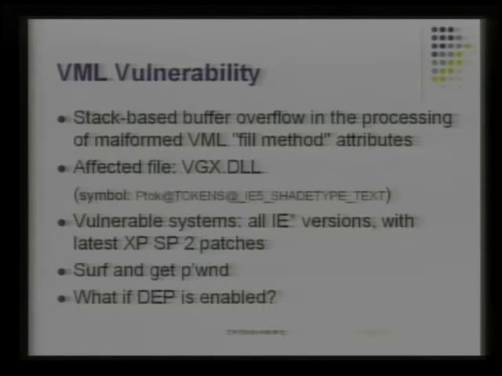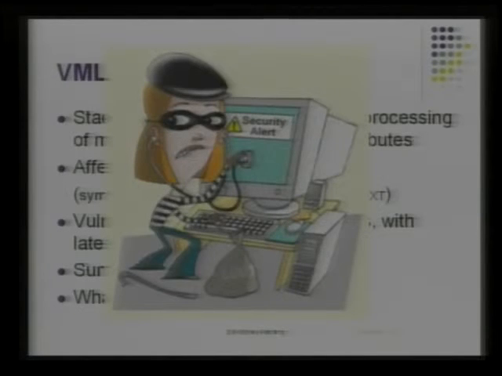So I asked myself, what if DEP is enabled? DEP is Data Execution Prevention, and it's a way to prevent buffer overflows from getting executed and getting you pwned, technically. There is hardware-enforced DEP and software-enforced. It doesn't really matter. DEP can be bypassed with return-to-libc and things like that, but it will mitigate most of the attacks if DEP was on by default for Internet Explorer. The problem is that it's not.